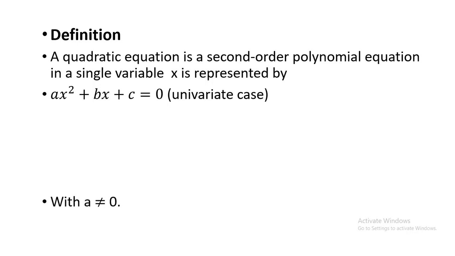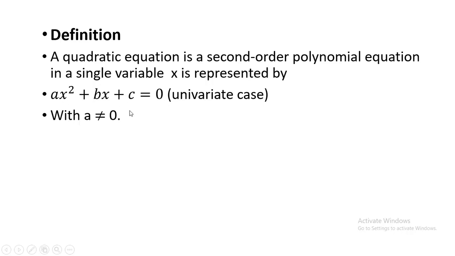Now, with a not equal to 0. It is very important that a should not be equal to 0. What exactly is a? If you look at the general form of the equation, ax square plus bx plus c equals 0, and suppose I need to find the degree of this equation, you can see the highest power of x is 2 out here. So the degree of this equation is 2.